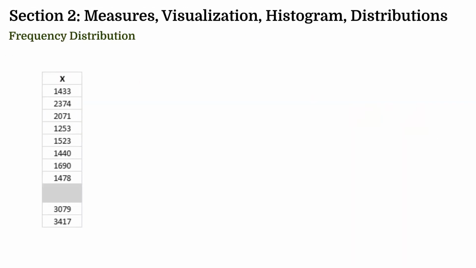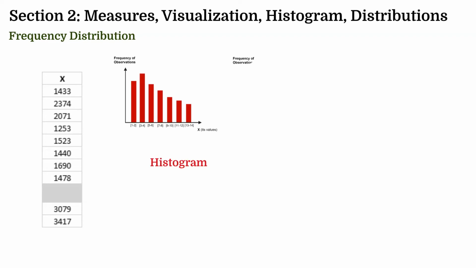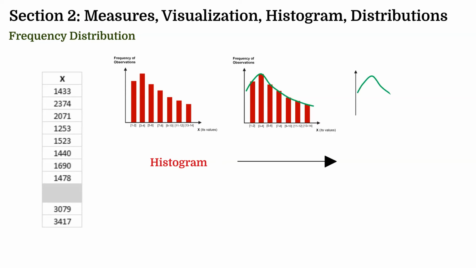Frequency distribution. We have variable X. For this variable we had the histogram, and if we connect the dots on top of the bars of the histogram, we find a new plot that we call a distribution. We will learn about discrete and continuous variable distributions in future videos.